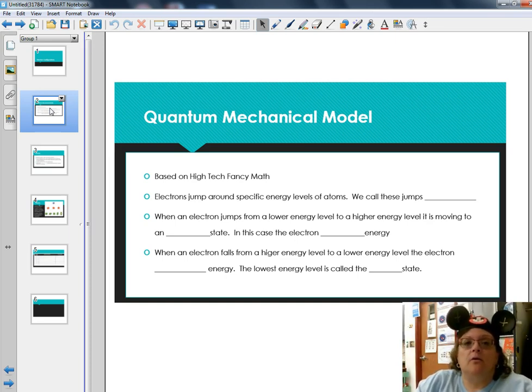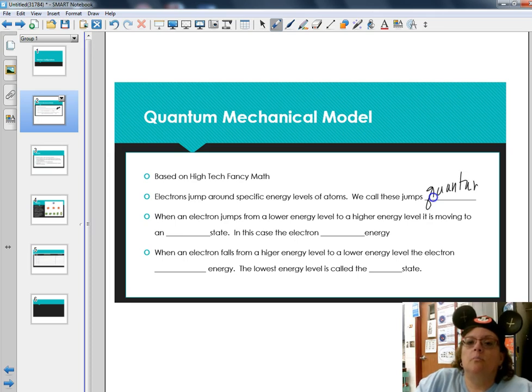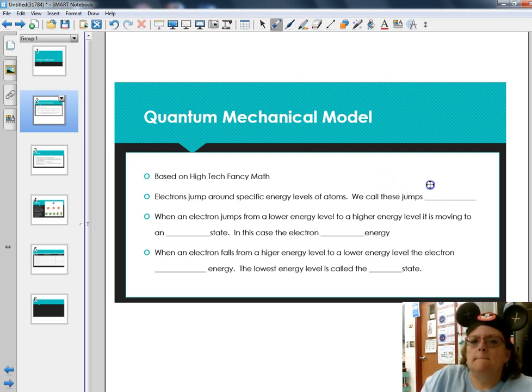Electrons jump around, and we've already talked about that, in specific energy levels. We call these jumps quantum leaps.